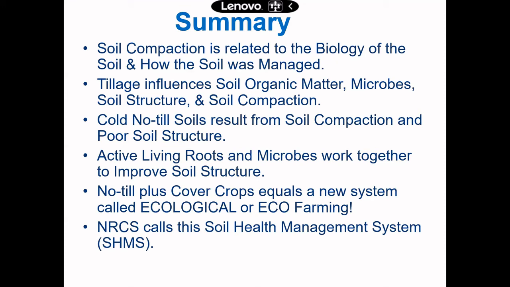Cold no-till soils are the result of soil compaction and poor soil structure. Once we start to no-till that soil and get more live roots in there, we can make that soil be warm and moist, not cold and wet. And it's the active living roots and the microbes. They're all working together to improve that soil structure.